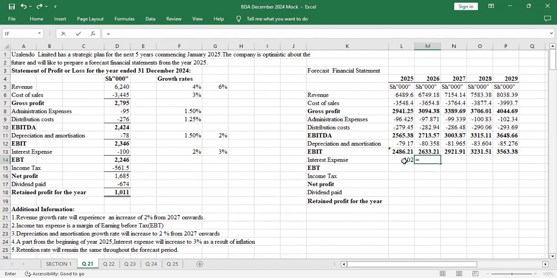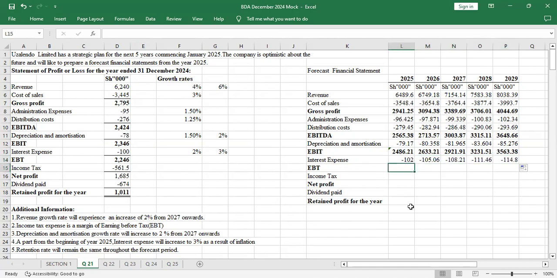So you just say equals to, you pick that value times bracket 1 plus the growth rate, which is now 3%. So I'll lock that 3% completely because it will be constant all through. So I'll lock it and close the bracket. So from there I can just drag because I've locked it completely.